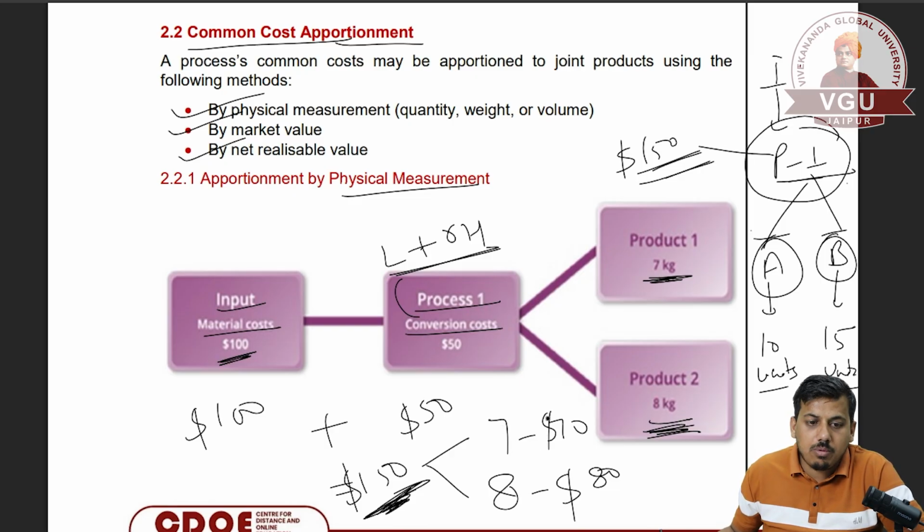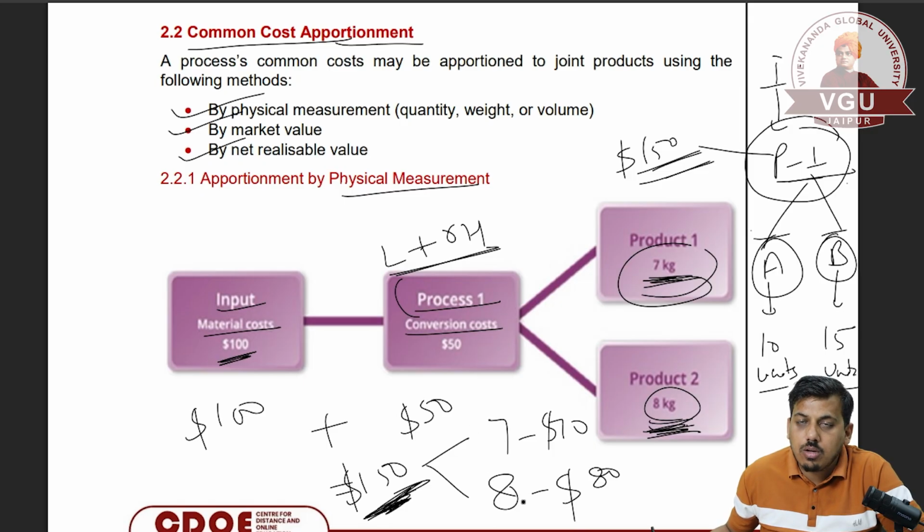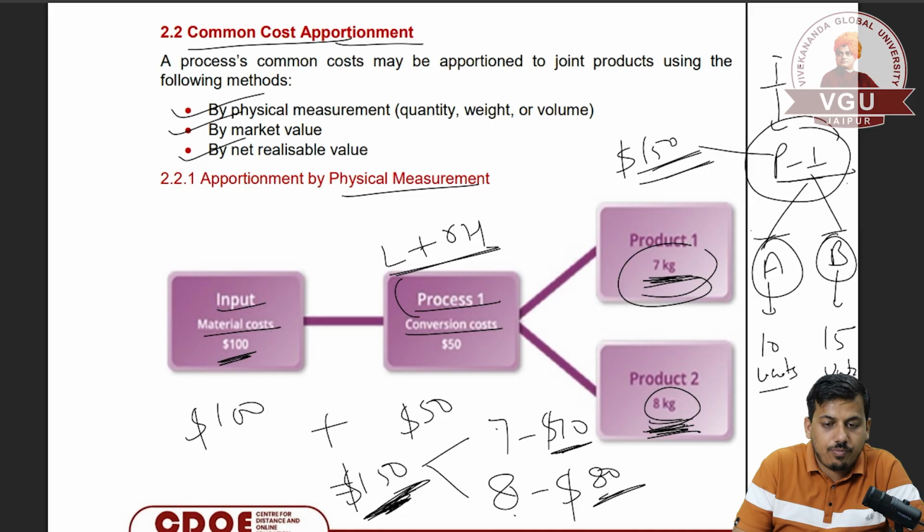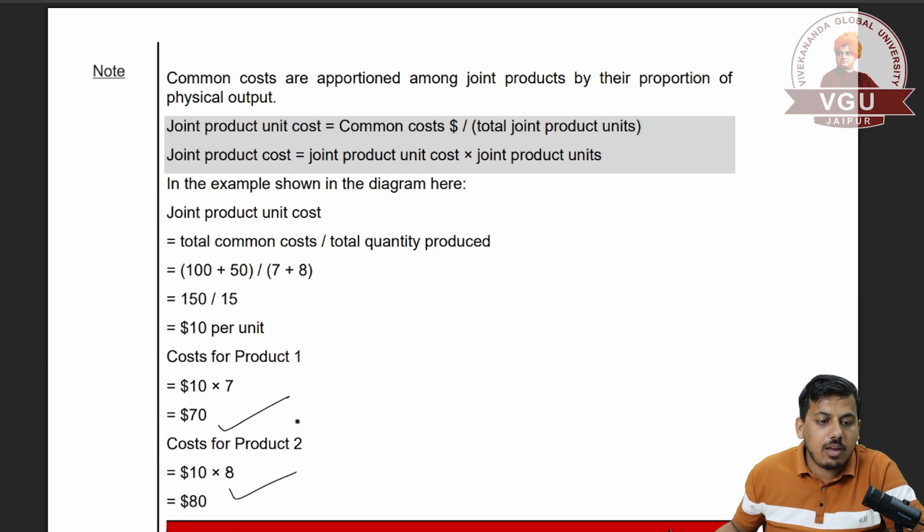This is physical measurement. We physically calculated how many units were manufactured, that is, the output. So it is 7 kg of product A and 8 kg of product B. Our total cost is $150, so we will divide 150 between both outputs in a 7:8 ratio. So $70 will be the cost for product A and $80 will be the cost for product B. This is how we will segregate the cost between both the outputs.